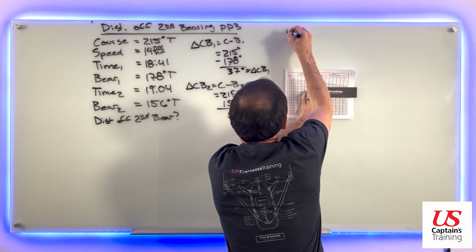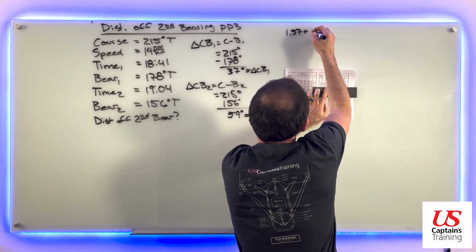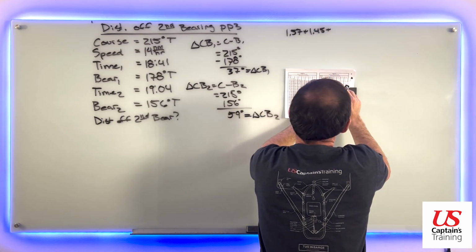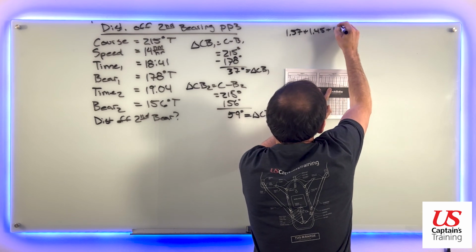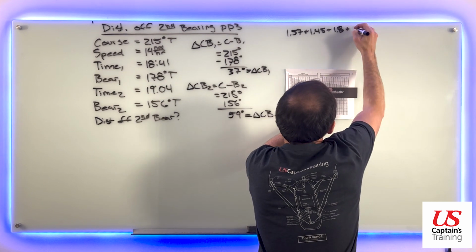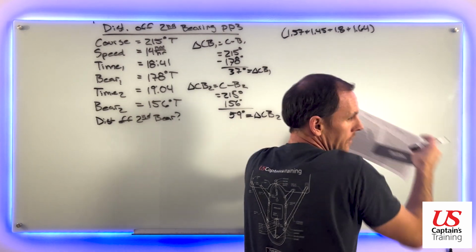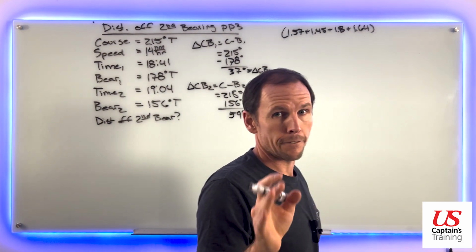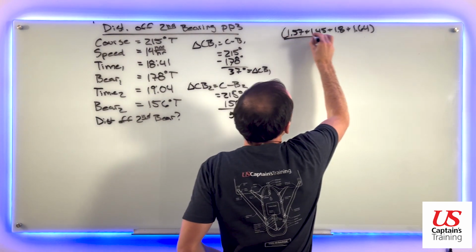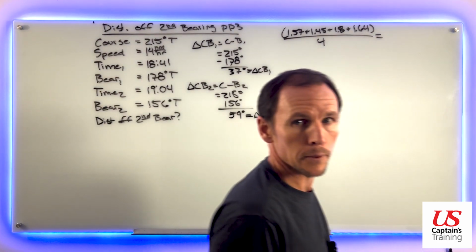Let's record those. Here we go. 1.57 plus 1.45 plus 1.80 plus 1.64. We're going to add all those together and then divide them by 4. And that'll give us the average of all of them, which is what we're looking for. What does that equal? That's going to equal our table value.